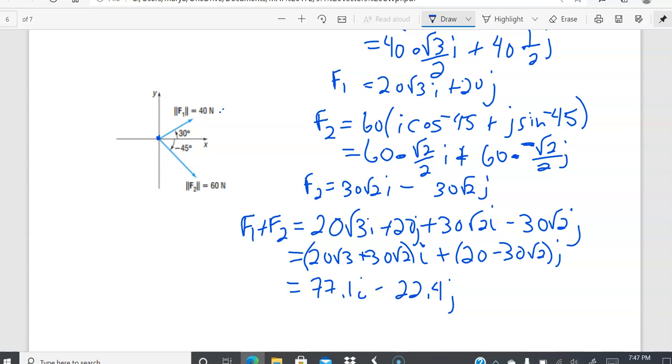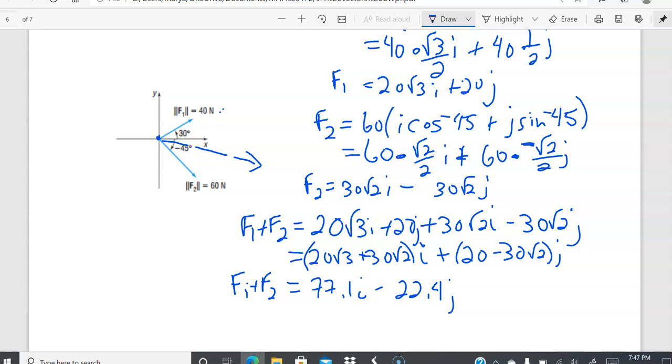So now you could find the magnitude, because now we have the resulting vector. This is where F1 plus F2 is going to go. If I look at the coordinates, x is 77.1, y is negative 22.4, it is going to be somewhere here. I hope you figured that's probably where it's going to go, because F2 is a stronger force, so it's pulling more down than F1 could pull up.